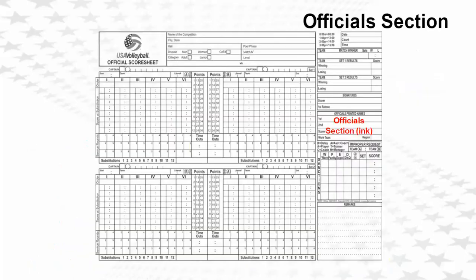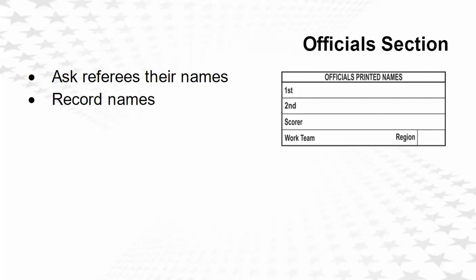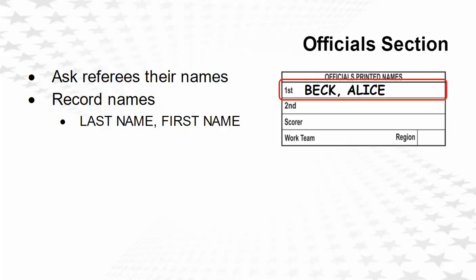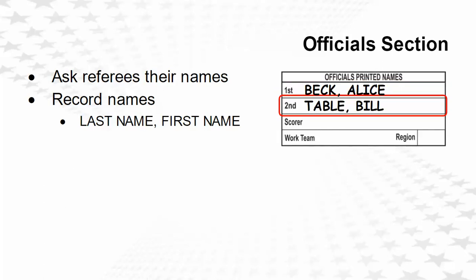The next section to fill out is the officials section. If possible, complete this section in ink. Ask the referee their names and record that information in the officials section of the sheet, remembering to print their last names first, followed by their first names. You can see here that Alice Beck is the first referee and Bill Table is the second referee.